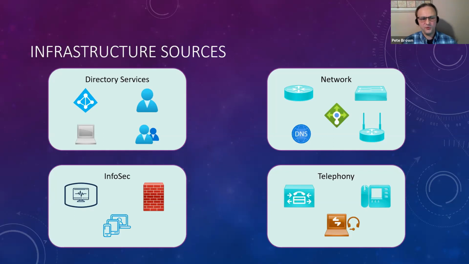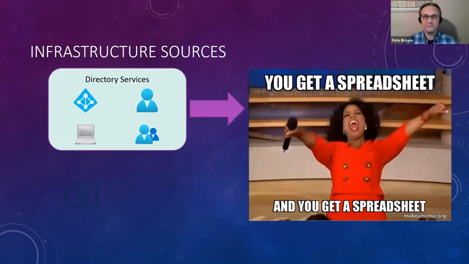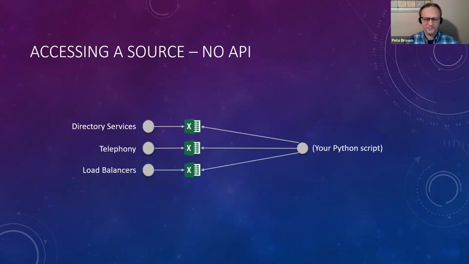So let's say you need to take some data and bump it from one system against another. A common example would be a list of Active Directory users. Somebody comes along and says, "Hi, I need a list of AD users." Here you go. What do you get? A spreadsheet. Everybody gets a spreadsheet. That's no way to go. So you want to automate it. What happens? Well, that might be challenging because most of the time the owners of the systems are just going to give you more spreadsheets, and you have to take your script and process that, and that's no fun.